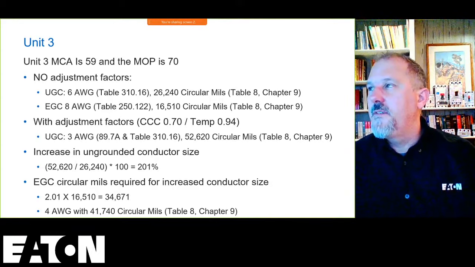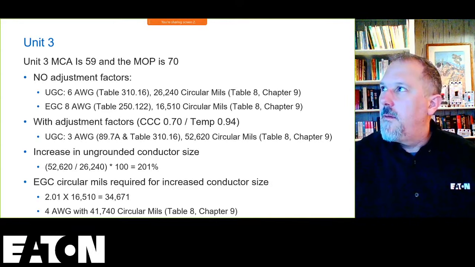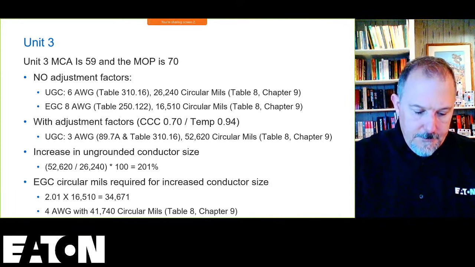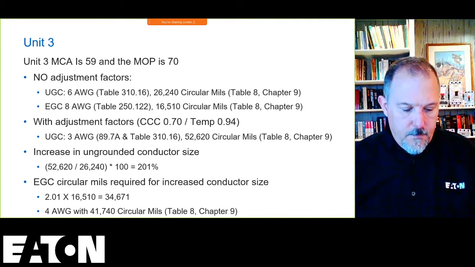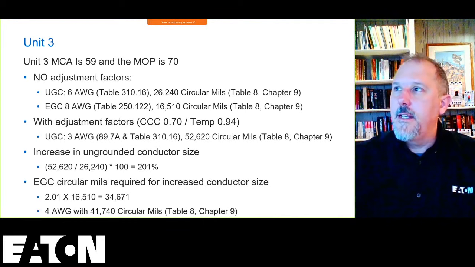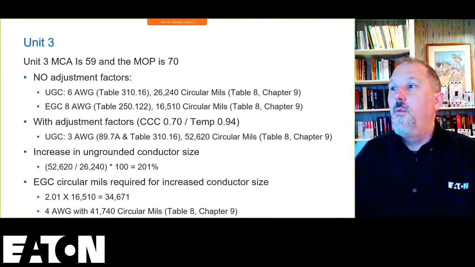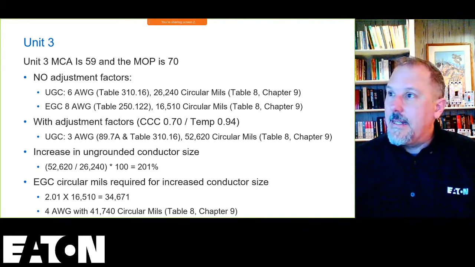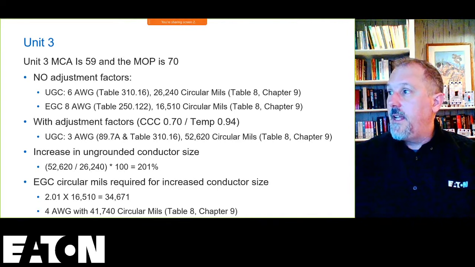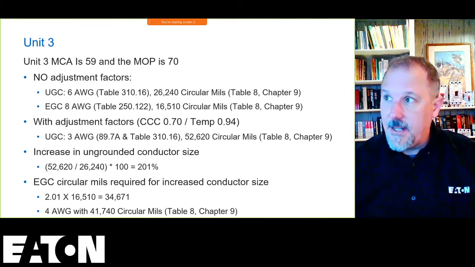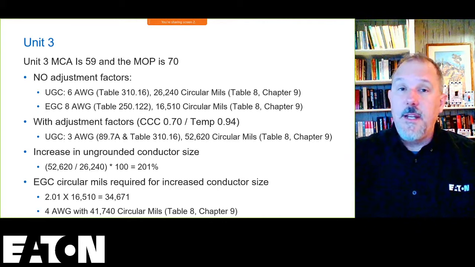Minimum circuit ampacity is 59, and the maximum overcurrent protective device is 70. So my ungrounded conductor with no adjustment factors is a 6 gauge. With the adjustment factors, I'm moving that up to a 3 because of 89.7, and we already talked about all of that. Now, let's take a look. So the right answer for this one is your 8.